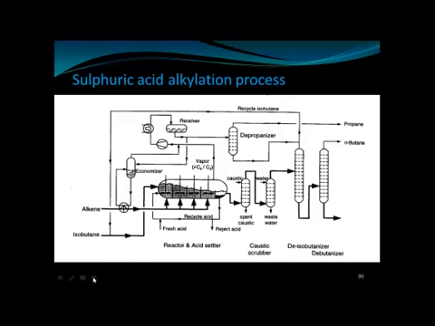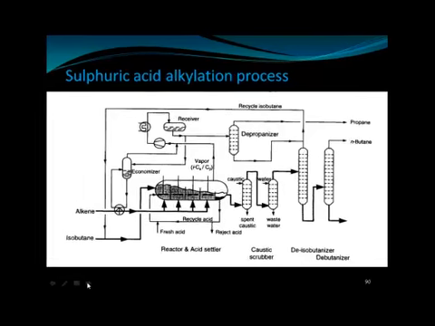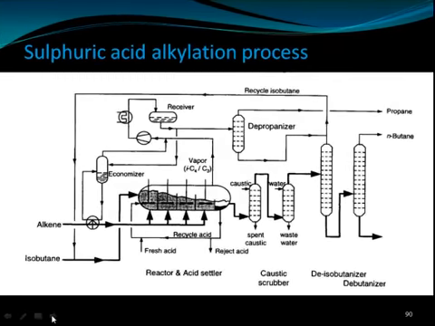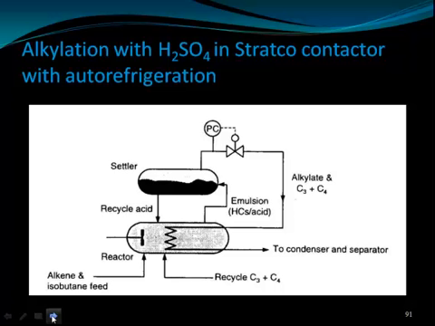the alkylate in the product, and then it goes through the caustic scrubber, where the caustic is removed, and then the alkylate and the other products, which are propane and butane, which are low molecular weight, will be removed from the stream. So generally a de-isobutanizer is there to remove the isobutane from the product.